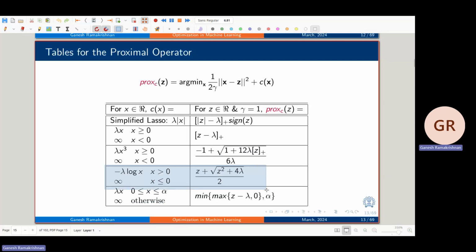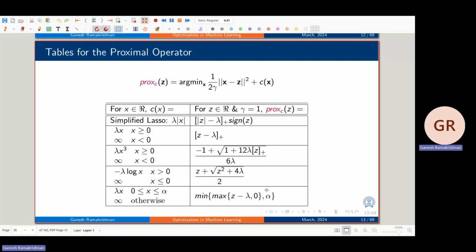This should not be very difficult, right? Minus lambda log x. What would you do? You take the derivative. It's differentiable, right? Of course, the inequality is going to be important here.